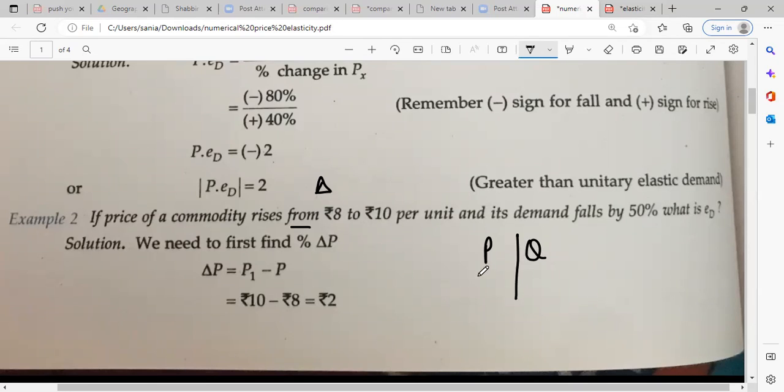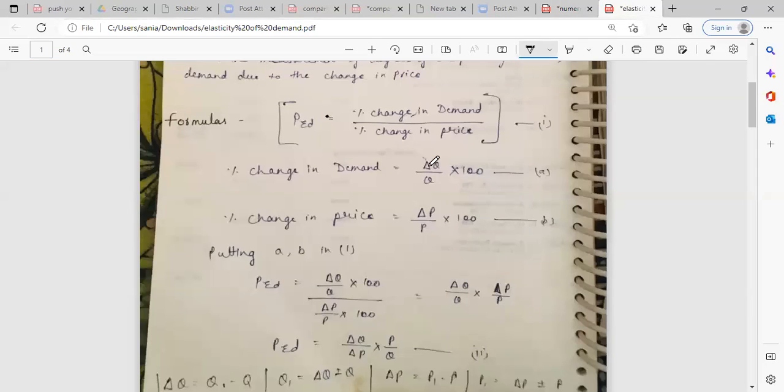So what is the price? Earlier it was 8 and now it is 10, and its demand falls by 50%. Over here they have not given anything, they have just given you the change in demand. So you have two options. Either you can find the change in price with the help of the change in demand, or you can find delta Q.